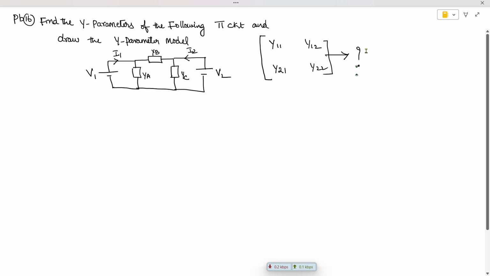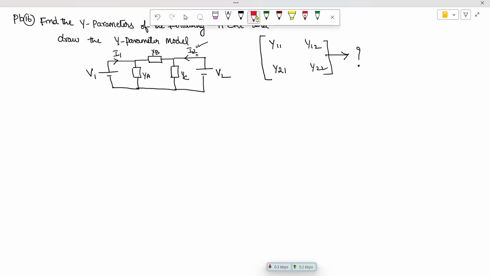Today we are going to find the y parameters of the following pi attenuation circuit, and we have to draw the y parameter model. This is the problem given to us. Let us try to understand.